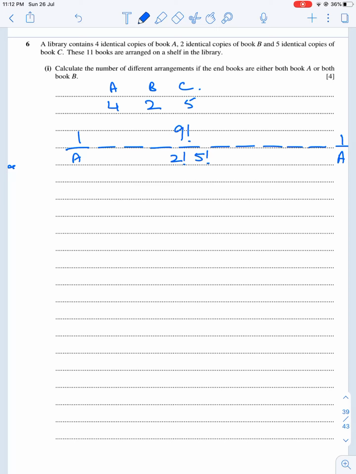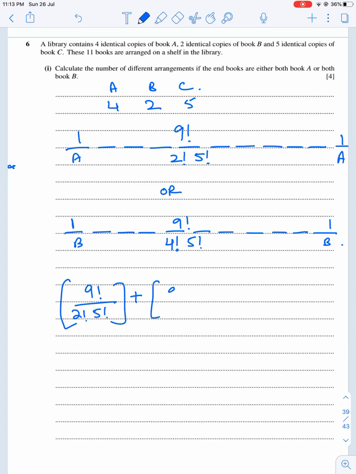Okay, or once again 11 dashes. They are both book B, meaning if this is book B, you have to keep book B here. There's just one option here. 9 factorial in the center. Now you've got A and C in the center. A is repeated, there are 4 identical A's and C is 5 identical C's, so 5 factorial here. Finally, in order to get the final answer, you're simply supposed to solve this plus solve this and get the final answer.